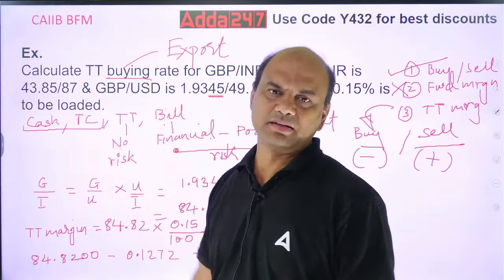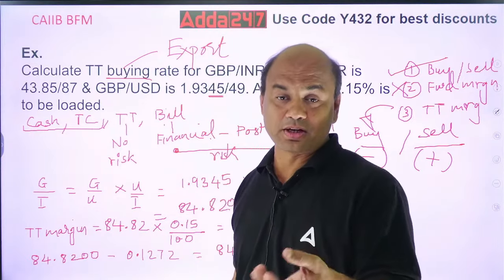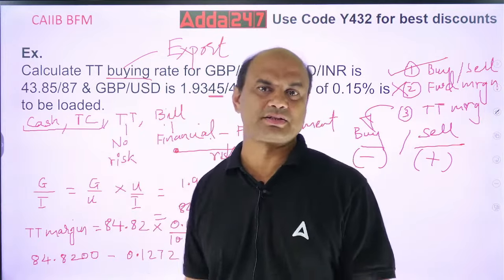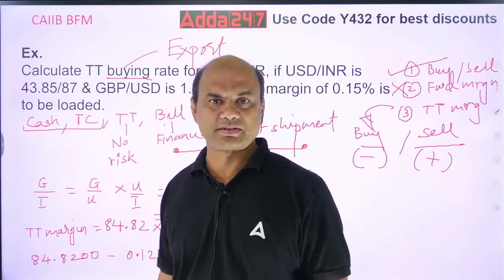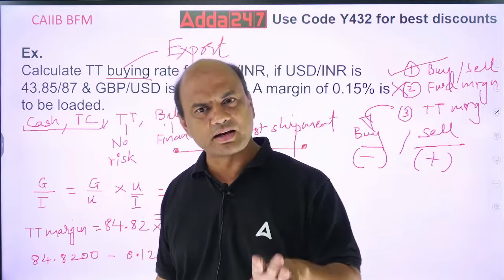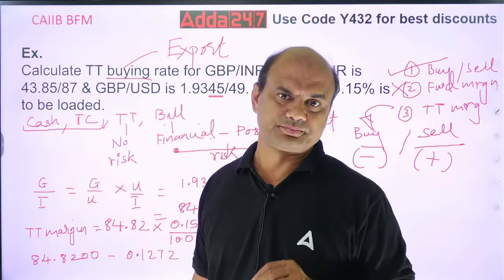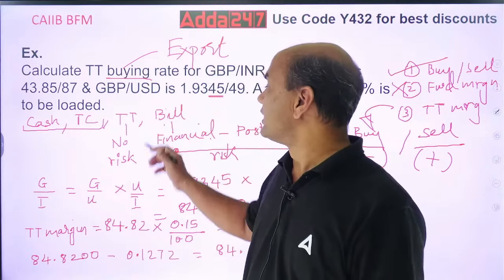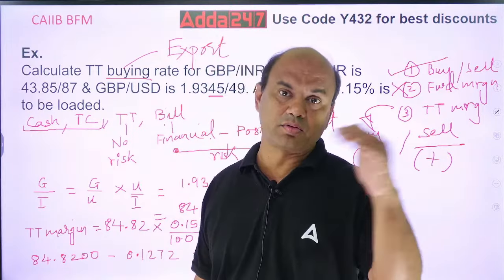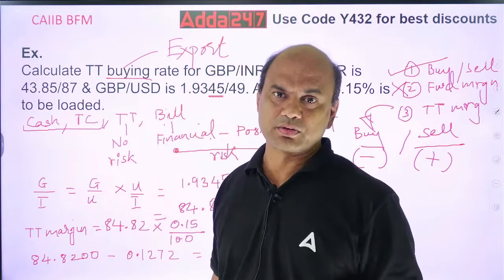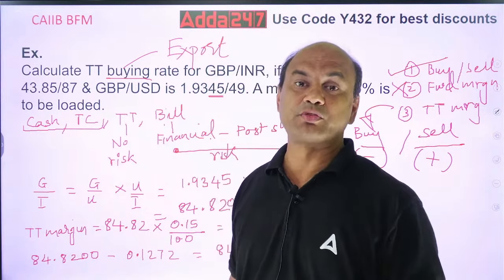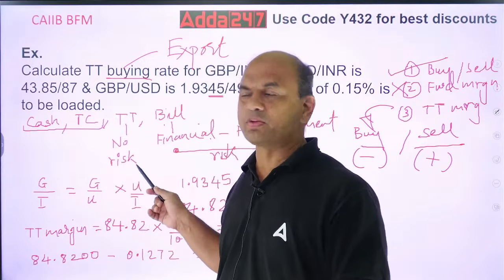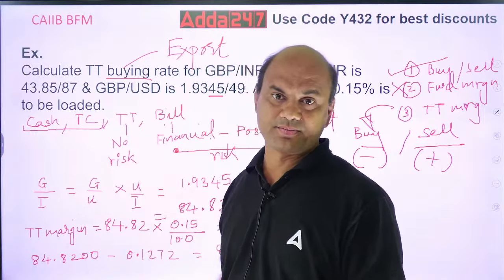Cash and TC are always used for cash dollars. If I give you cash dollars in your hand, in the bank, that is called cash. TC means traveler's checks. Generally, the cash rate and the TC rate are the same. TT means wire transfer, money transfer through online media. Online means SWIFT, so no risk is involved. Here the rate will always be lower as compared to others.